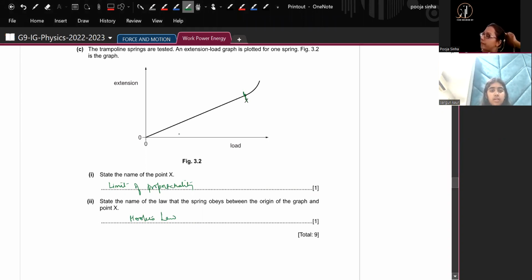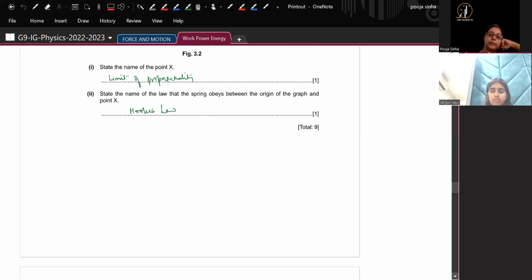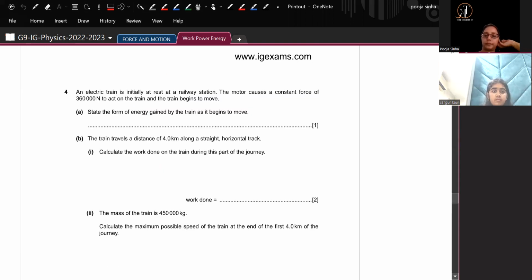It's the limit of proportionality because at point X, it's at its maximum extension and it loses its shape. After that, it will lose the shape. Okay. So that X point is called the limit of proportionality. And then what law is it obeying? Hooke's law. Till the point X. After that, it is not obeying Hooke's law. Okay. Next.